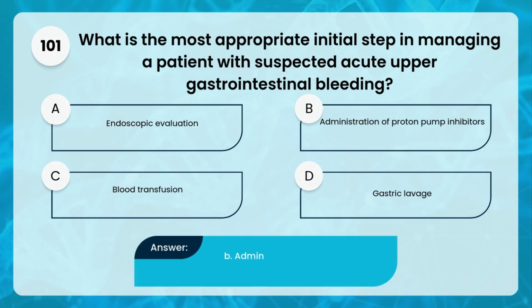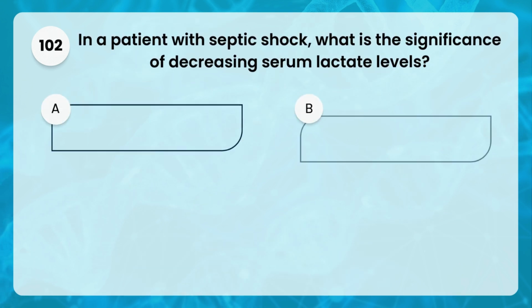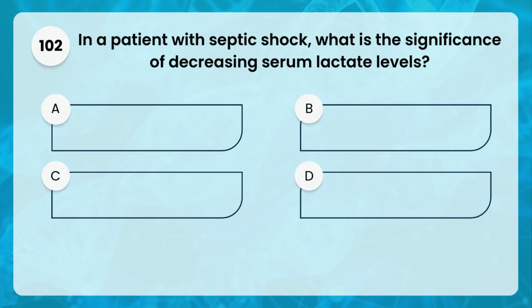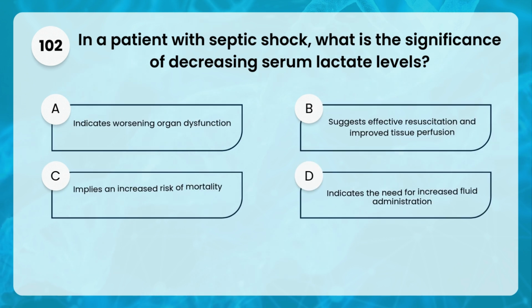The answer is B. Administration of proton pump inhibitors. Number 102. In a patient with septic shock, what is the significance of decreasing serum lactate levels?